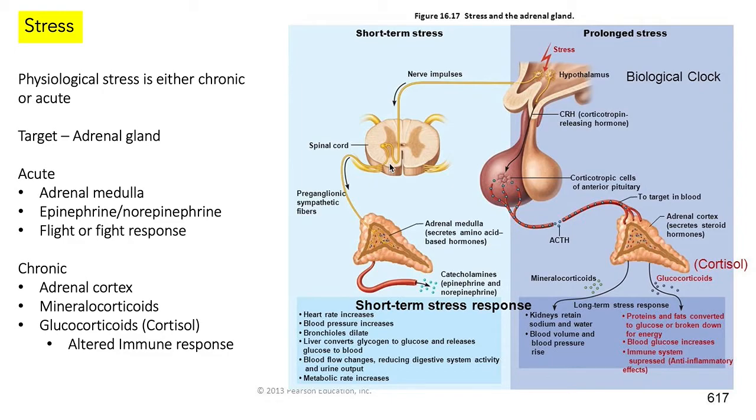You can look at it. It's a good one. I will say this, that it involves both the endocrine system and the nervous system, and you should be able to see how. You should also understand that we've got two kinds of stress: short-term stress and long-term stress. One involves epinephrine and norepinephrine, and the other one involves cortisol.